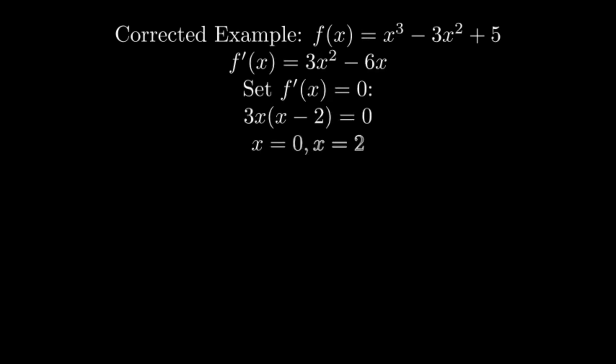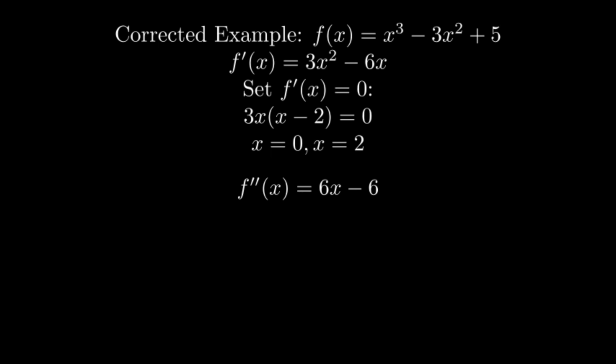Okay, let's restart the example with the correct function, f of x equals x cubed minus 3x squared plus 5. The first derivative is 3x squared minus 6x. Setting that to 0, we get 3x times x minus 2 equals 0. Our stationary points are x equals 0 and x equals 2. Now step 2 is to use the second derivative to classify them. We already found the second derivative for this function earlier. Our second derivative is f double prime of x equals 6x minus 6.